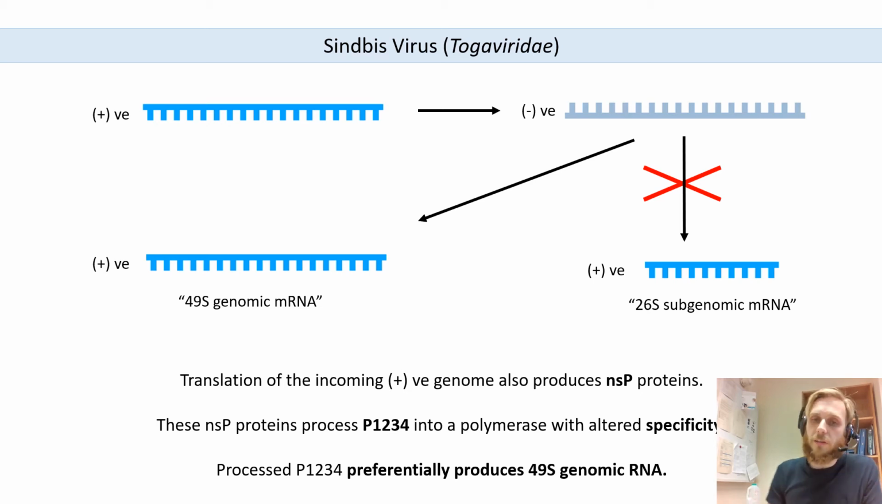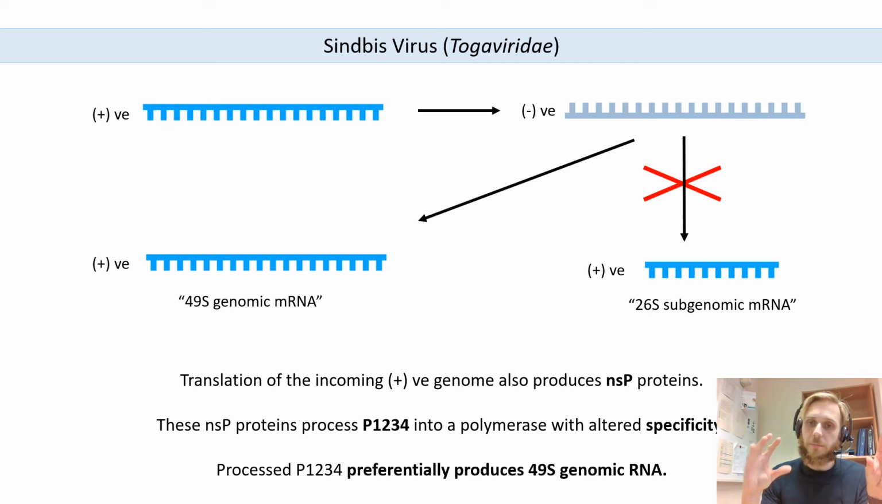And this is what that looks like. We're essentially looking at a switch from the 26S subgenomic mRNA to full-length genomic RNA. Again, we're calling it 49S genomic RNA. What it is, is an exact copy of the original genome. And this is the switch. This is the mechanism that mediates the switch. It's the buildup of NSP proteins.